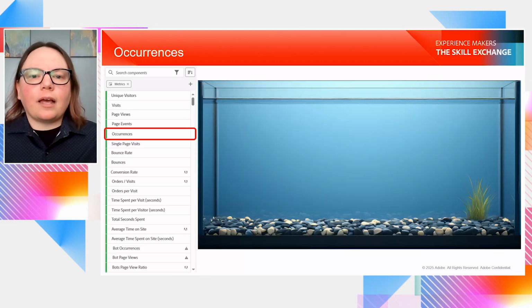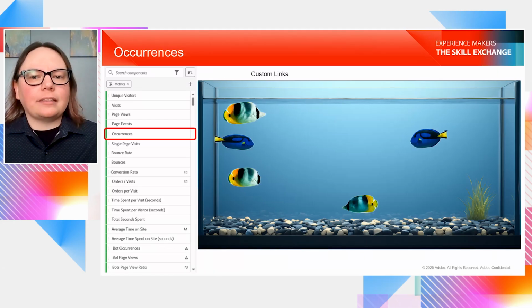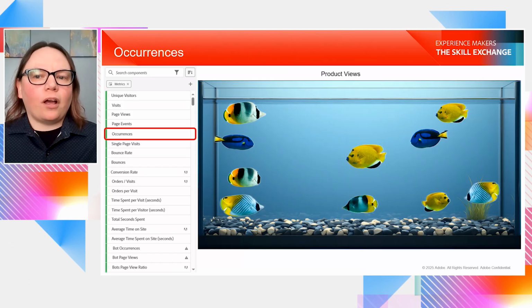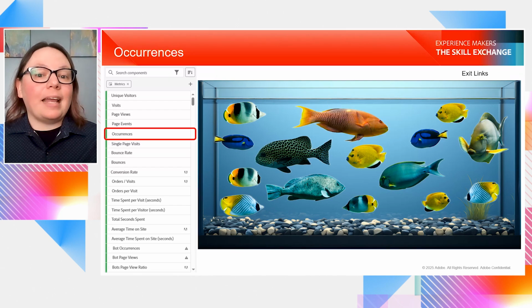You can think of customers' visits to your site like a fish tank. It contains all the information from what they did. And occurrences are like the fish in that fish tank. They can be quite varied. They can be page views, custom links, searches, product views, cart additions, checkouts, orders, and exit links. Each one of these actions is like a different type of fish, but they're all still fish and they're all still in the same fish tank, so together they make up a pretty good aquarium or a visit to your site.